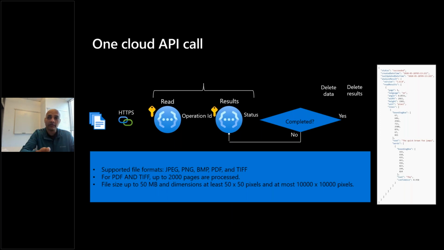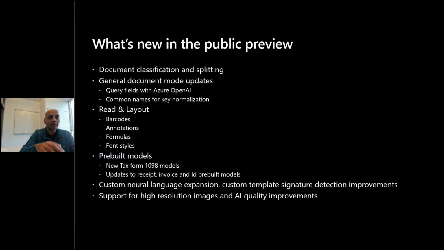There are a few different varieties of document types that you can use. Here's a list of the different document types as well as the file sizes that you can use. So with that, I want to talk a little bit about what's new in our latest public preview. The title of this presentation was about document classification, and document classification and splitting is one of the new capabilities within Form Recognizer. I'll give you a quick demo of how you can use that in a minute, and show some of the use cases that you might want to think about.